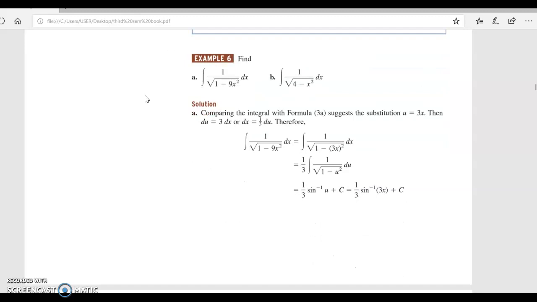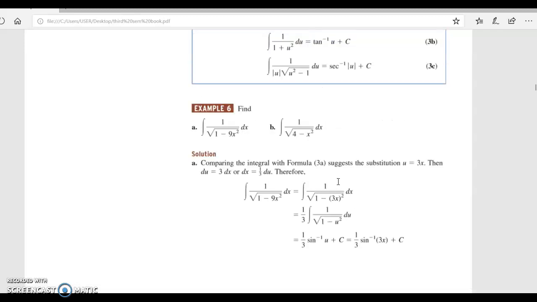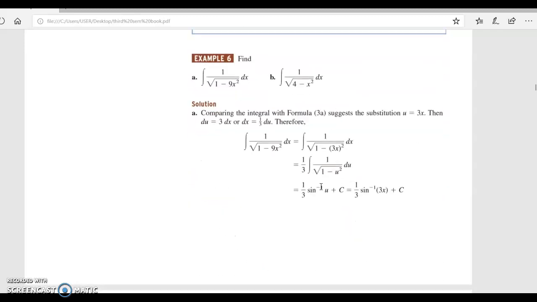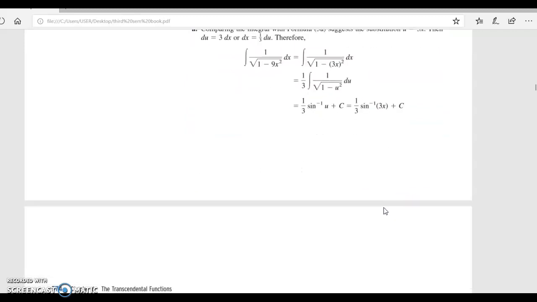Next example. Find the integral of 1 by root of 1 minus 9x square. Here, 9x square means (3x) whole square. So substitute u equal to 3x. Then du equals 3 dx, so dx equals 1 by 3 du. Substituting this and taking 1 by 3 outside, we get 1 by 3 times the integral of 1 by root of 1 minus u square du. We know that this is equal to sine inverse u, where u is 3x.